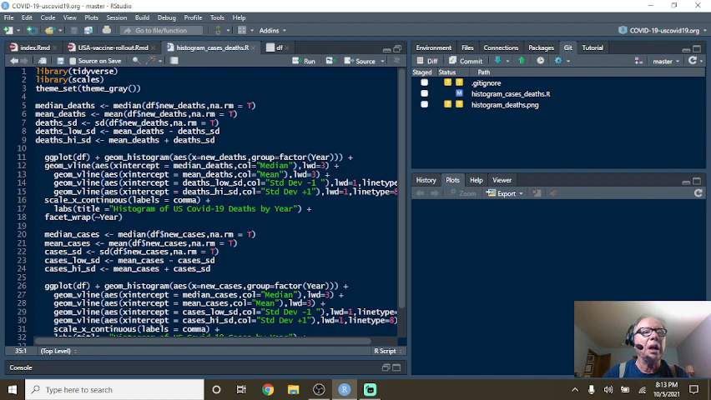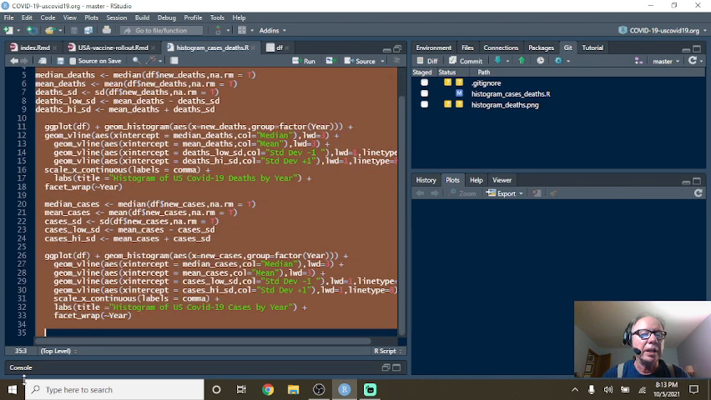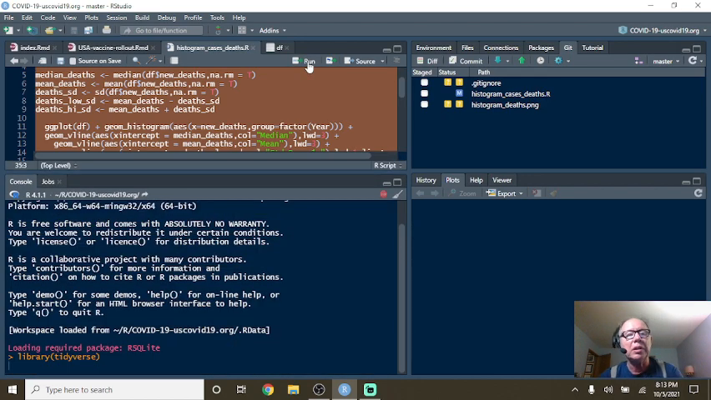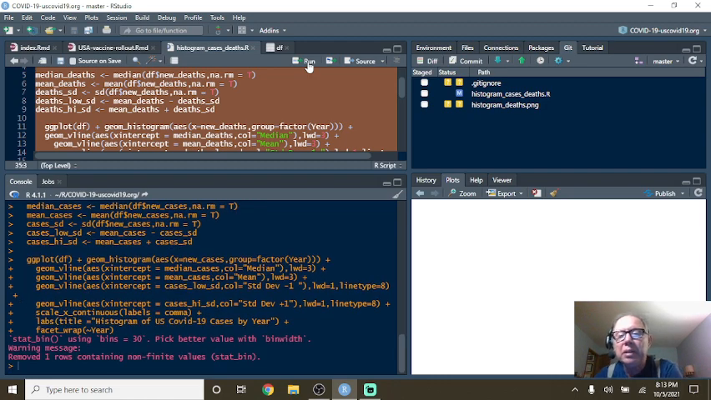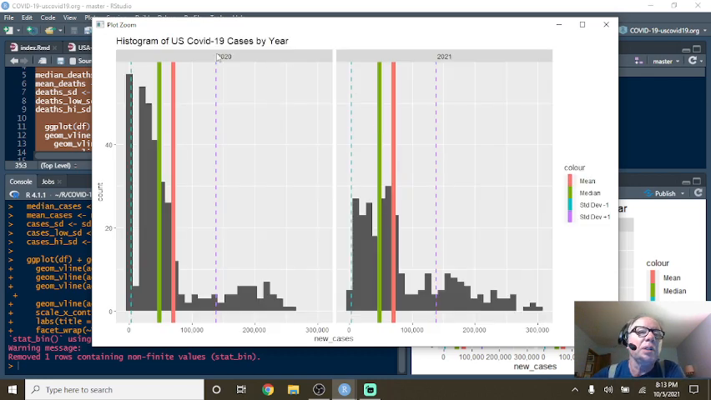I've been taking a course called Statistics with R, and we've been talking about things like histograms and stuff like that. So I did a couple of histograms for the U.S. COVID-19 data. Let's just see what this looks like. Okay, let's zoom in here. So this is a histogram. Did I spell histogram right? Cases by year 2020, 21.